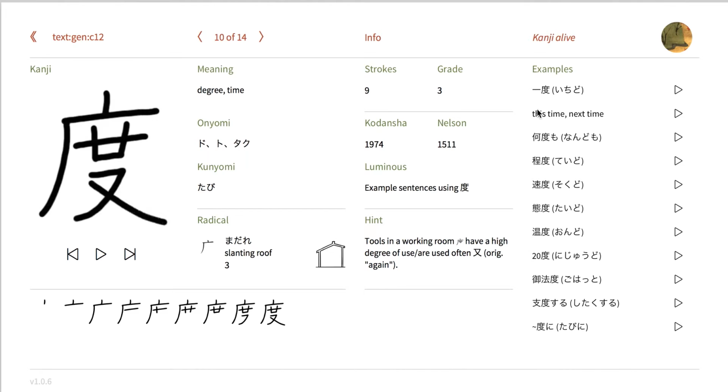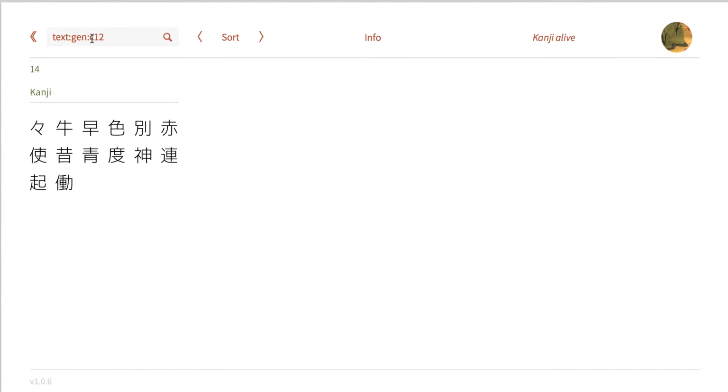We have also had kondo, in the near future or next time. Nijudo, 20 degrees. Mandomo, many times over. Okay, so we have 3 more kanji to go.